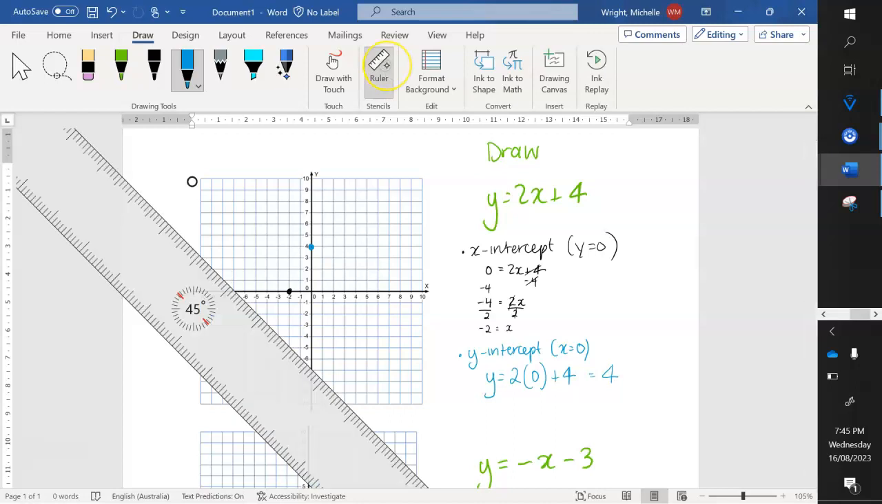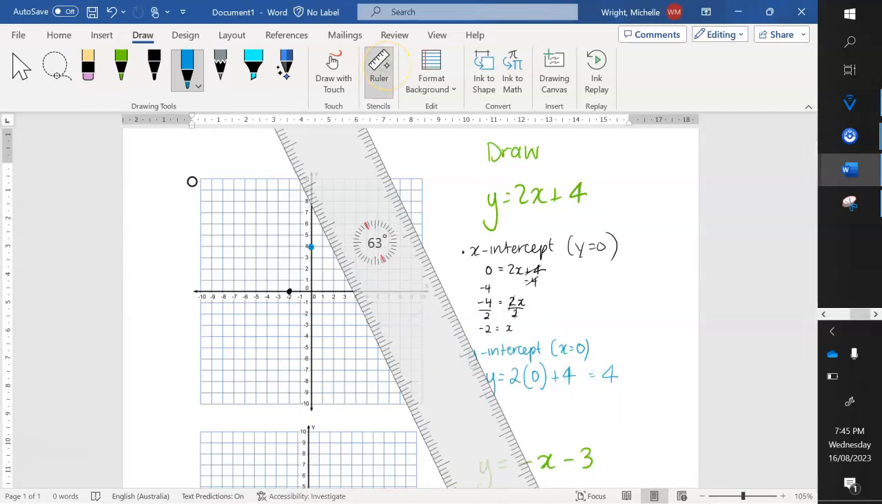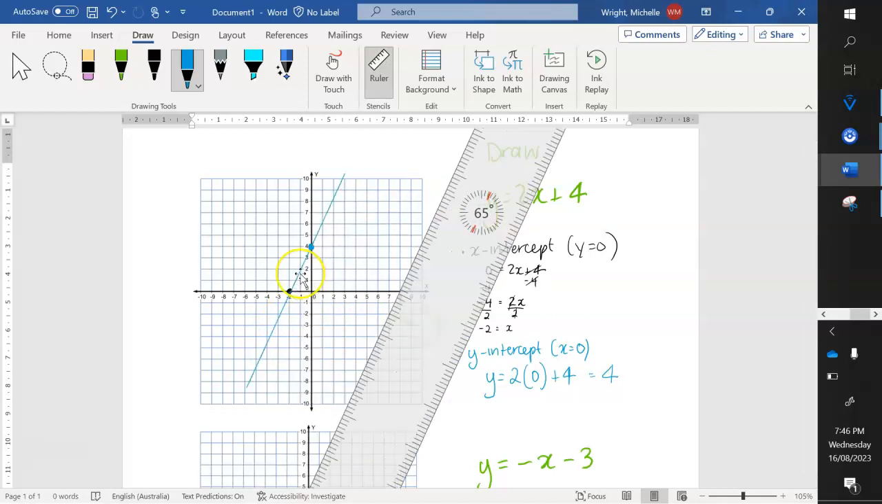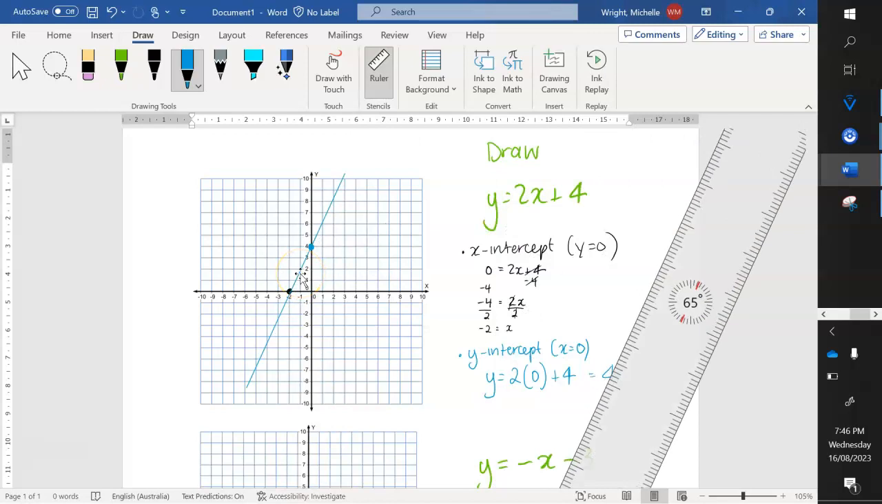So grab a ruler. I'm going to grab my ruler there. Or if you don't have a ruler, you're going to grab another pen and use that to draw along. And when I do that, I'm going to get my line. But what I'm going to do with my line is I'm going to extend it down past my 2 points and pop arrows on the end. And that is a perfect example of y equals 2x plus 4.